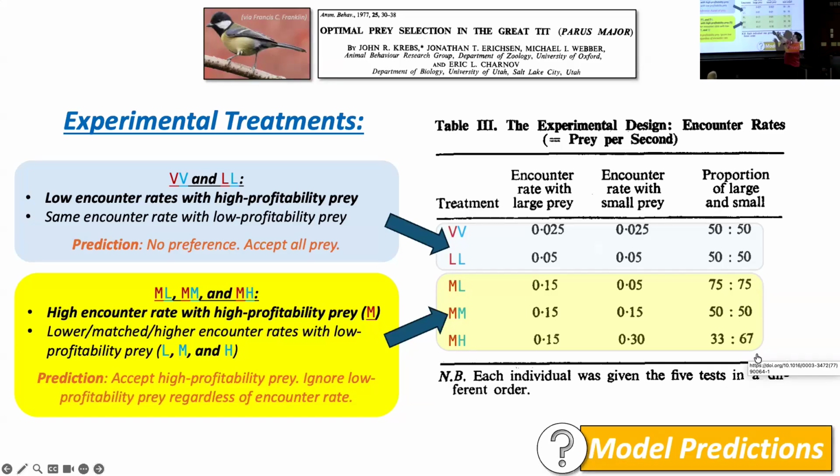So the key groupings that I want to highlight here are these top two rows. We have low encounter rates with high profitability prey, but otherwise the same encounter rate with low profitability prey.